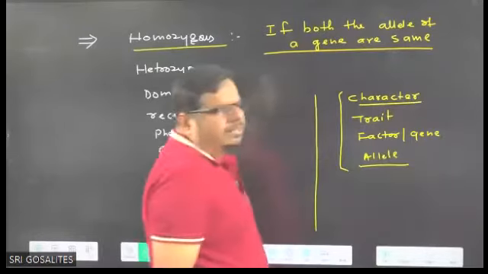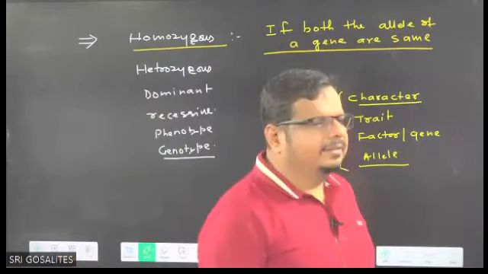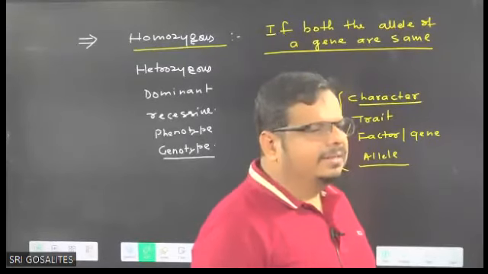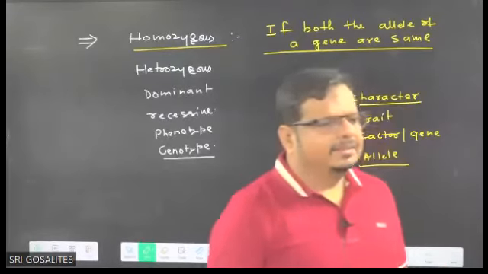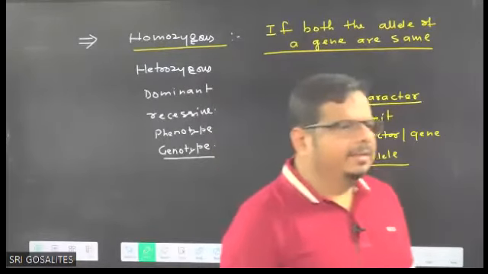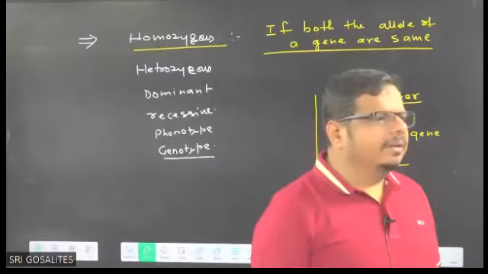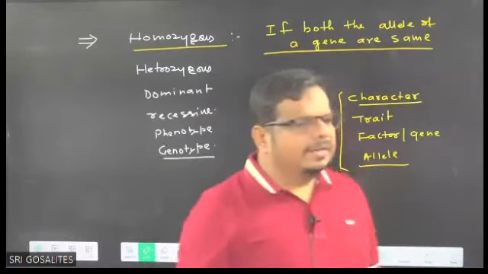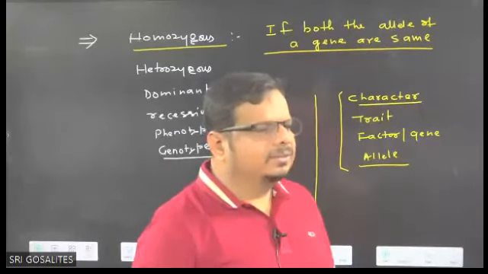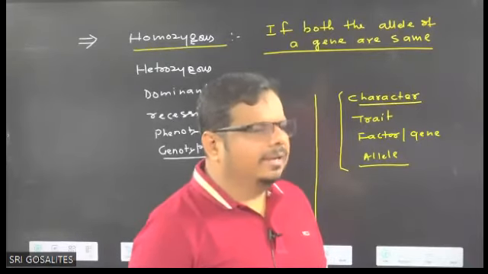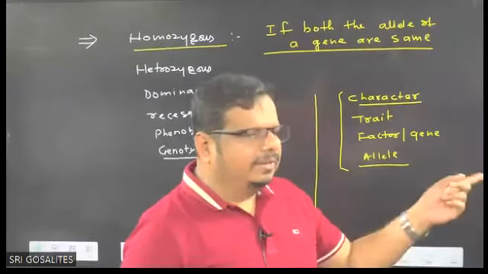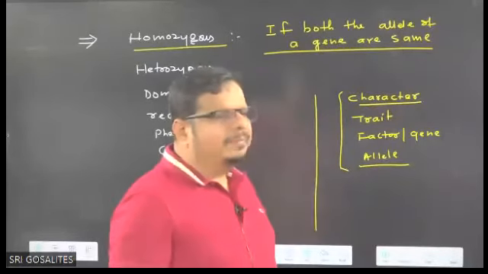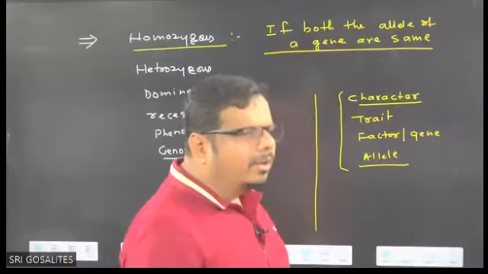Character: are you able to recall? A differentiating feature of an organism is called a character, like height, color, weight, shape. After that I told about traits. A different form of a character is called a trait. Suppose I am talking about height. I am telling he is tall, she is dwarf. So tall and dwarf mean I am talking about the character height.